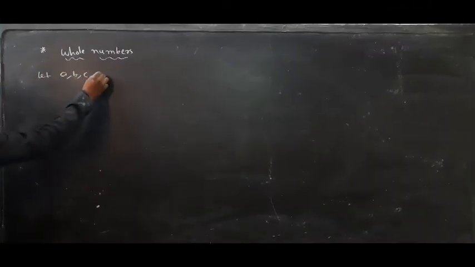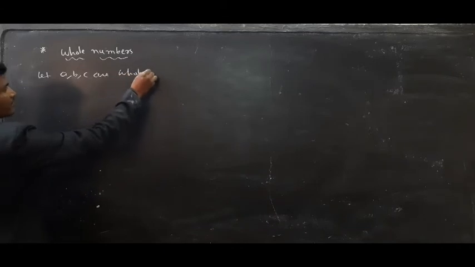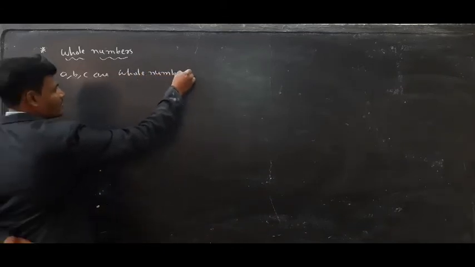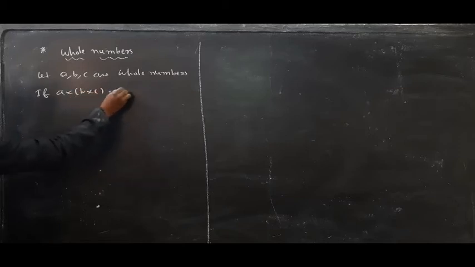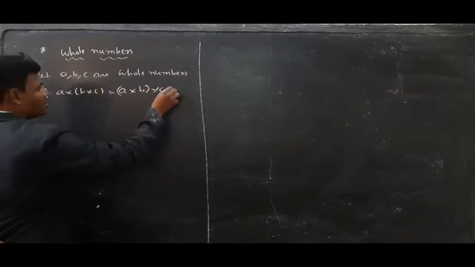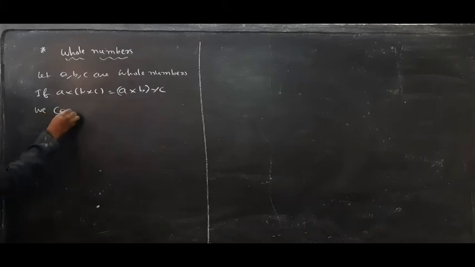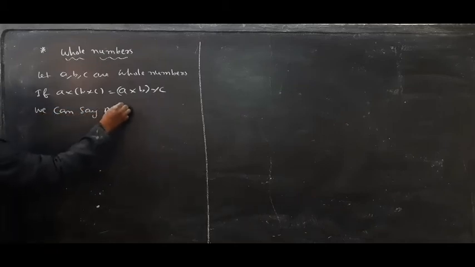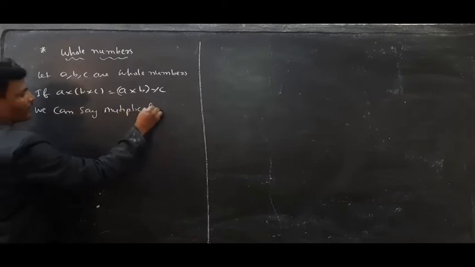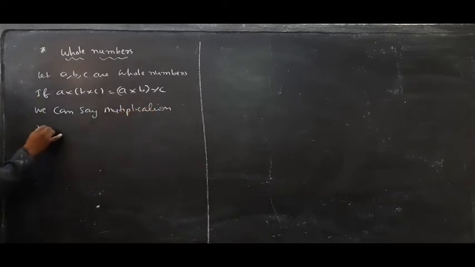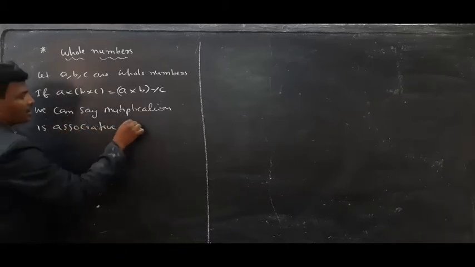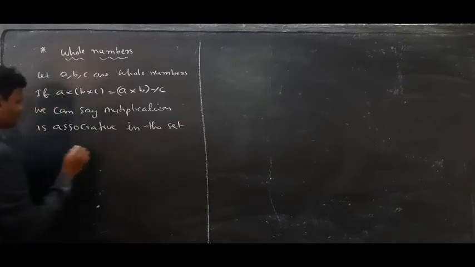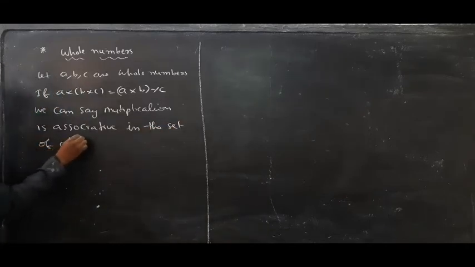Let a, b, c be whole numbers. If (a × b) × c is equal to a × (b × c), we can say multiplication is associative in the set of whole numbers.